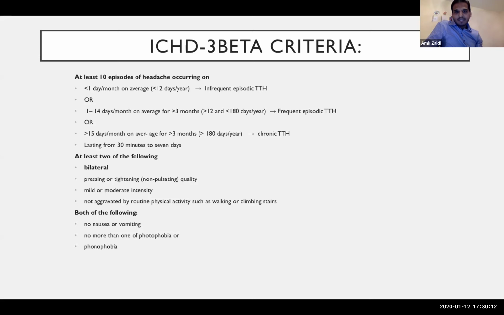Usually it is of mild to moderate intensity, which differentiates it from the typical migraine that causes disability. The next important point is that it is not aggravated by routine physical activity like walking or climbing stairs. Again, this point is crucial because it differentiates from migraine, because migraine affects physical activity. The last features you can see are no nausea or vomiting, again differentiating from migraine, and no more than one of photophobia or phonophobia. So the patient may complain of photophobia or phonophobia, but not both of them.